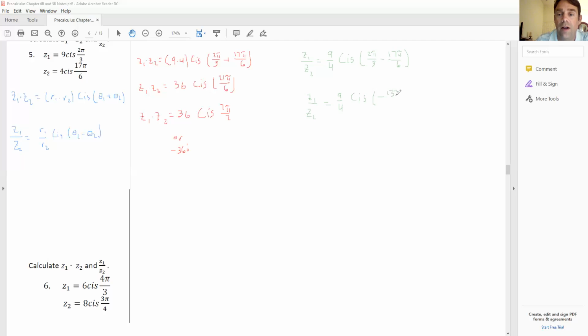Negative 13 pi over 6. All righty, friends. I'm not going to simplify that one. I'm just going to leave that alone, because we can leave it in its trig form just A-okay. But why don't you guys go ahead and take a second here and see if you can actually multiply and divide the complex numbers. All right, go for it.